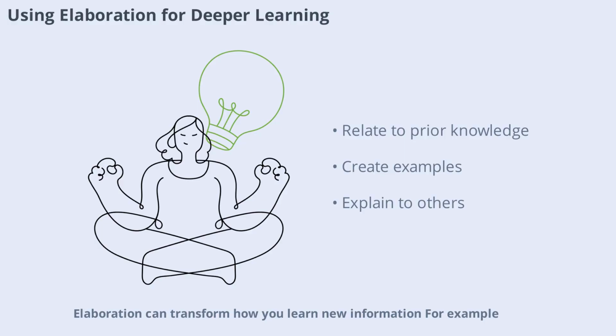Elaboration can transform how you learn new information. For example, if you're studying a new concept in science, try relating it to something you already understand. Create your own examples or explain the idea to a friend. The more connections you make, the easier it is to remember and apply the knowledge later.